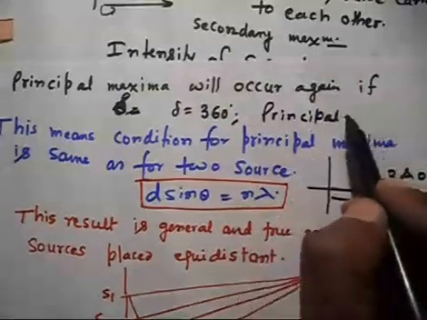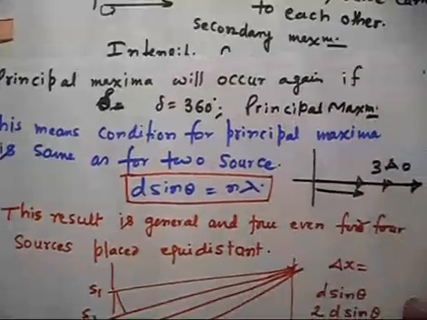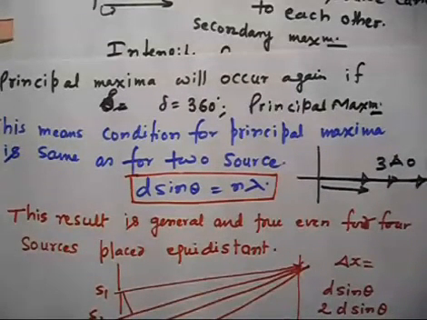So you see, from 0 to 360 we are getting principal maxima at 2 points, at 0 degree as well as 360 degree. Meanwhile, we are also getting a secondary maxima when delta equals 180 degree. So this means I can generalize in Young's double slit experiment also. We get the maxima when delta equals 0 degree, that is, path difference equals 0, lambda, 2 lambda, n multiples of lambda.